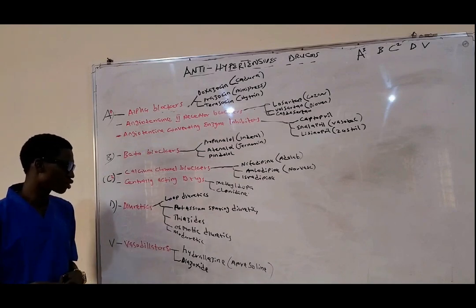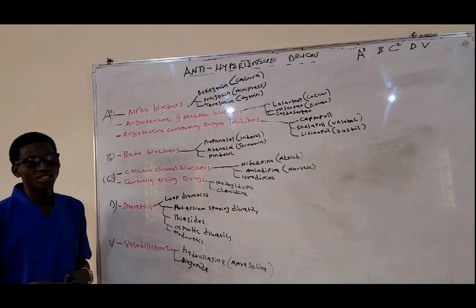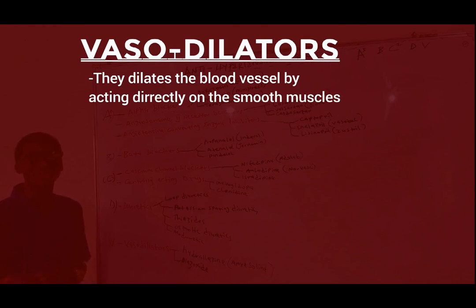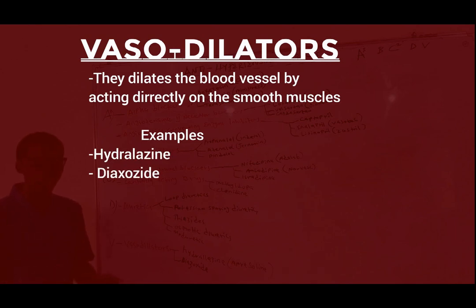Then the last one here we have the vasodilators. The vasodilators are a group of antihypertensive drugs that act directly on the blood vessels to dilate them, or they act on the smooth muscles of the blood vessels to dilate them. By the time you administer it, it goes directly to the smooth muscles of the blood vessels to dilate them, which will bring about the widening of the lumen of the blood vessels, to expand the wall of the blood vessel so that blood will move freely. And that is why administration of vasodilators has to be with caution.